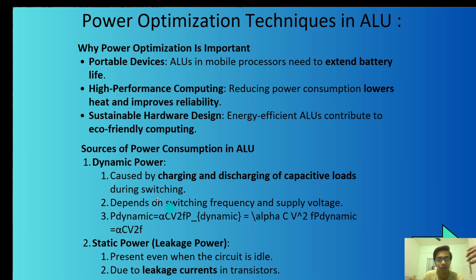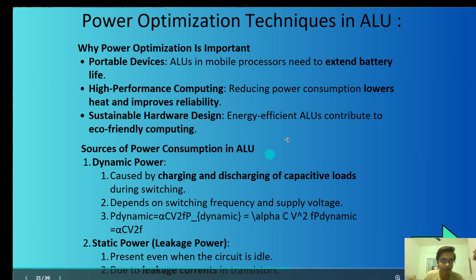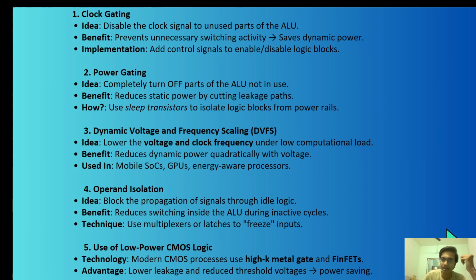There are two types of power: dynamic power and static power. Dynamic power is caused by charging and discharging of capacitive loads during switching, while static power is present in all circuits, even idle ones. Dynamic power depends on the switching frequency and supply voltage, while static power is due to leakage current. Mostly, dynamic power is the one we address.